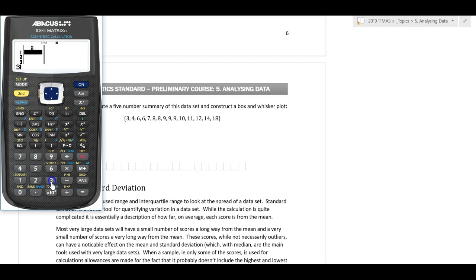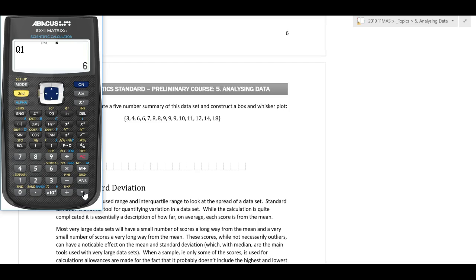Now I just put my scores in. 3, 4, 6, 6 again. I keep doing that. And by the magic of video, there are all 15 scores in there. I press AC, and second function 1 pulls up my various stats, and as I mentioned before, option 5 here for min-max, there's the 5 things I need. I'm not going to waste my time with the minimum and maximum. I can see it's 3 and 18. But Q1, option 3, is 6.